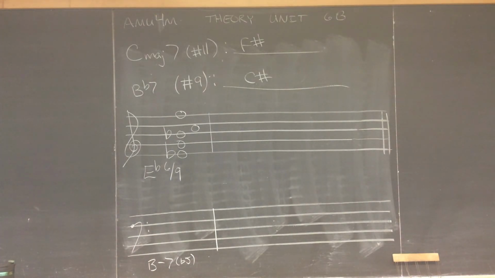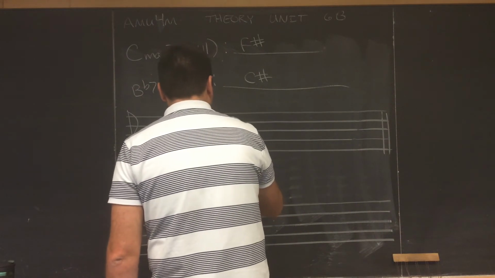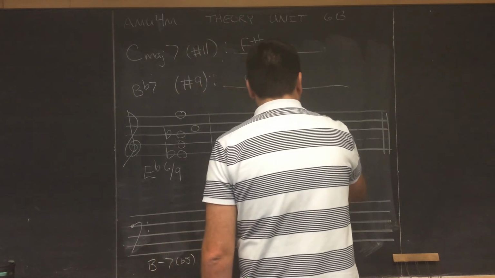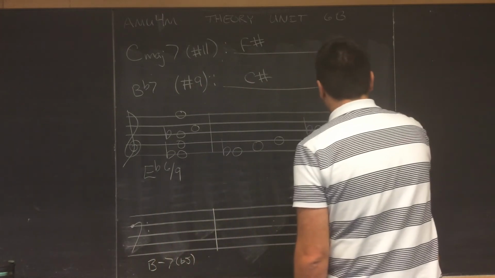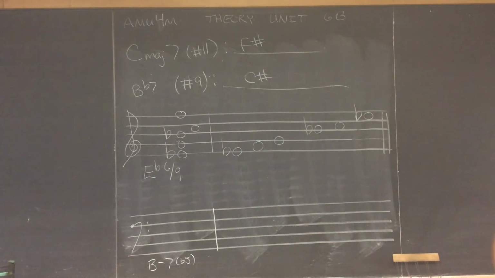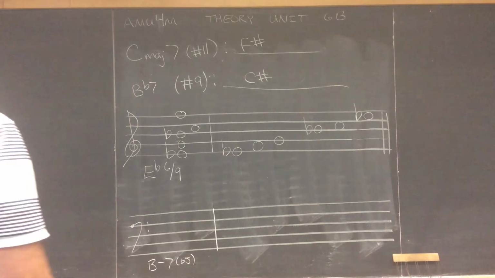There's E flat 6 over 9, and then after that, we're just going to simply draw in the scale that goes with that. So E flat, F, G, B flat, C, and E flat. So there's the major pentatonic scale that goes with the 6/9 chord in E flat. No fourth, no seventh, but all of the other notes are contained within that chord.